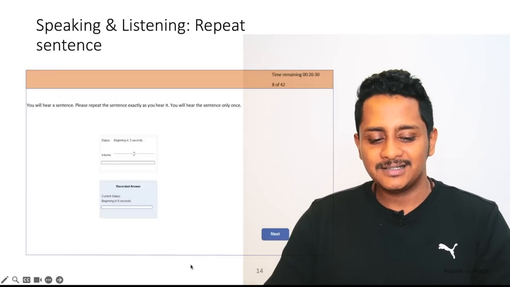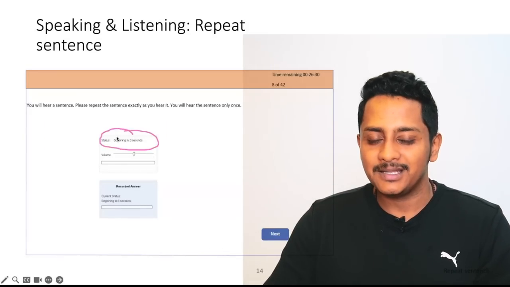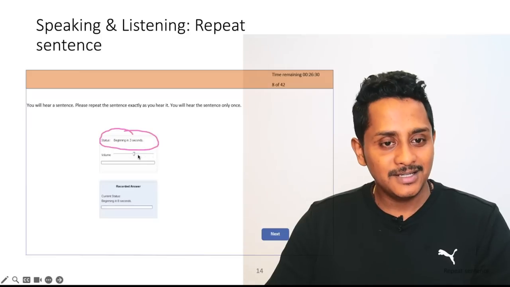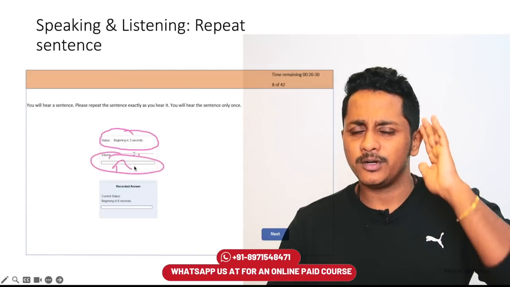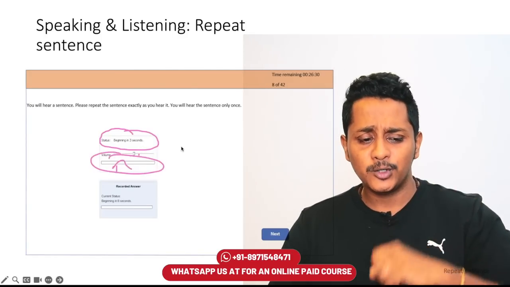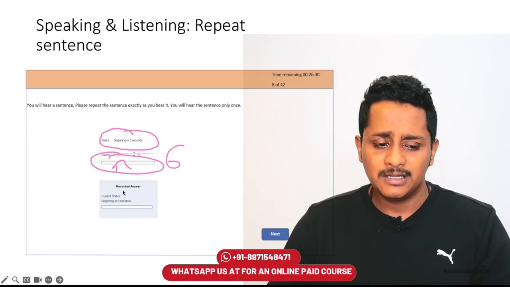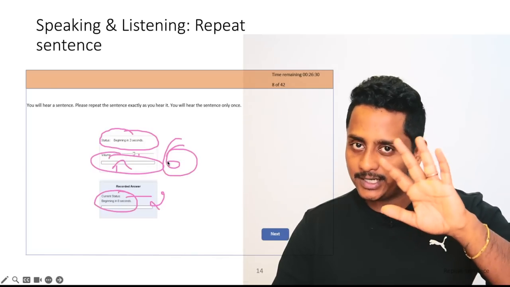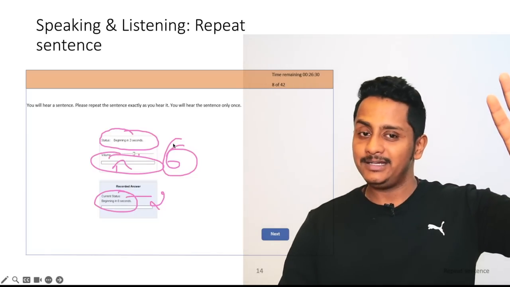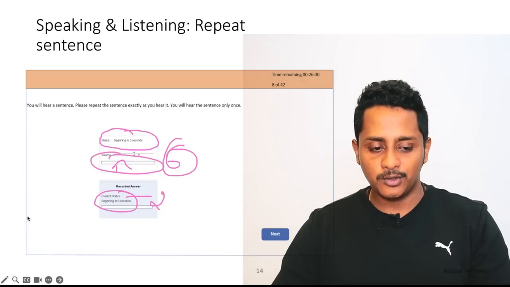Something like this will be shown. It says beginning in 3 seconds. After 3 seconds, this audio will begin. You listen to an audio. That means, let's say audio played for 6 seconds. This beginning in 8 seconds becomes beginning in 2 seconds after 6 seconds, right? Hope you're getting it. Audio is not played yet, and the downward is for your mic.